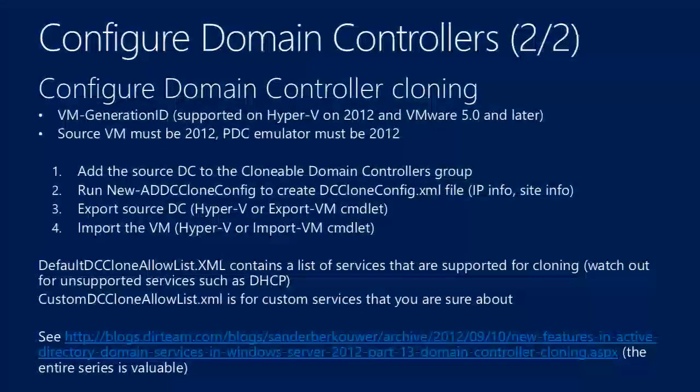A lot of people run other stuff on their DCs, and that other stuff probably isn't going to be called out in the default, right? So then you can go with a custom DC clone allow list. That is for ones where the vendor said, hey, this is good, we support cloning, but you have to add our stuff into the custom XML file. When you do that, now you're ready to clone. There's actually a really good blog post on this. I've called it out at the bottom. I'd recommend everyone go through it. It dives deep into the cloning process and all the gotchas, with step-by-step screenshots, all that kind of stuff.